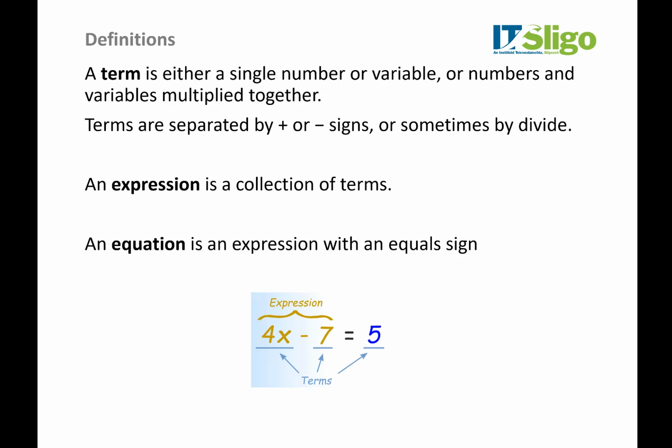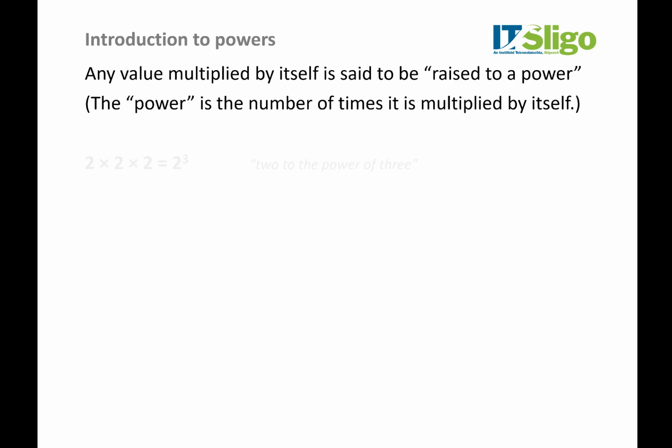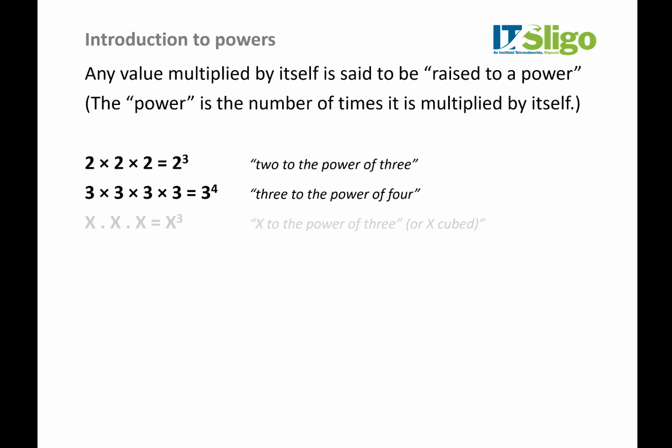So now we're going to move away. I just wanted to define that, and I felt this was as good a place as any. Now we're going to actually take a look at the lecture proper and look at powers. Any number multiplied by itself is said to be raised to a power. So 2 by 2 by 2 is 2 to the power 3, or 2 cubed.